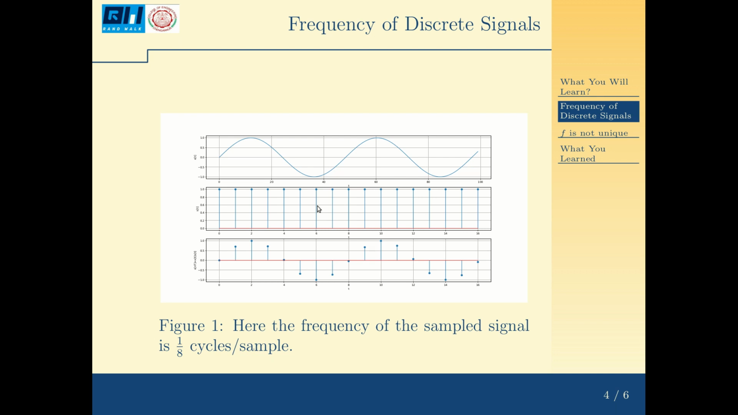Now look at this signal. This is my continuous time signal. This is sampled by this impulse train. Now there are 8 impulses in a period. So that means 8 samples are taken out of a period. So the frequency of the signal is 1/8 cycles per sample. I have taken 8 samples out of a cycle, so the frequency is the inverse of that, that is 1/8 cycles per sample. Here it is sampled at a lower frequency. So you can see that the sampling rate is less. I have taken only 6 samples out of a period, so the frequency of the resulting discrete signal, that is the frequency of the sampled signal, is 1/6 cycles per sample.